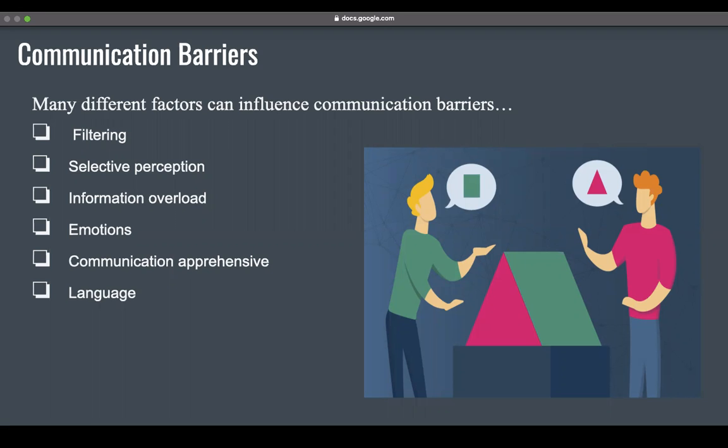Communication apprehension is the stress and anxiety that goes along with the fear of oral and/or written communication. Language is the different meaning that words often have based on who the sender and the receiver is.